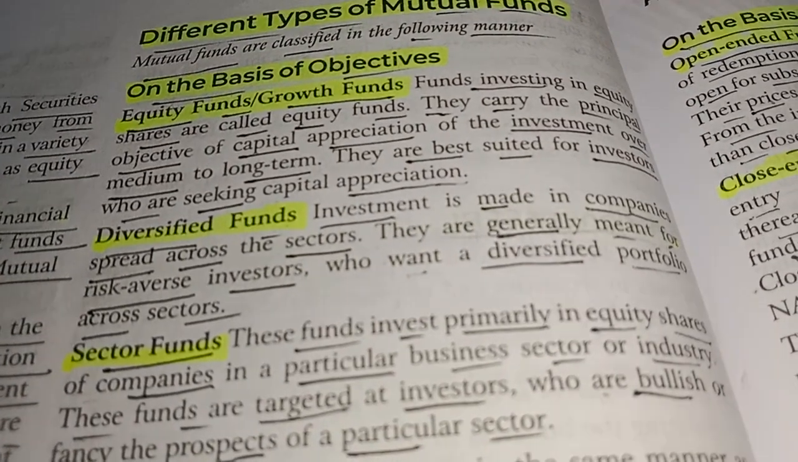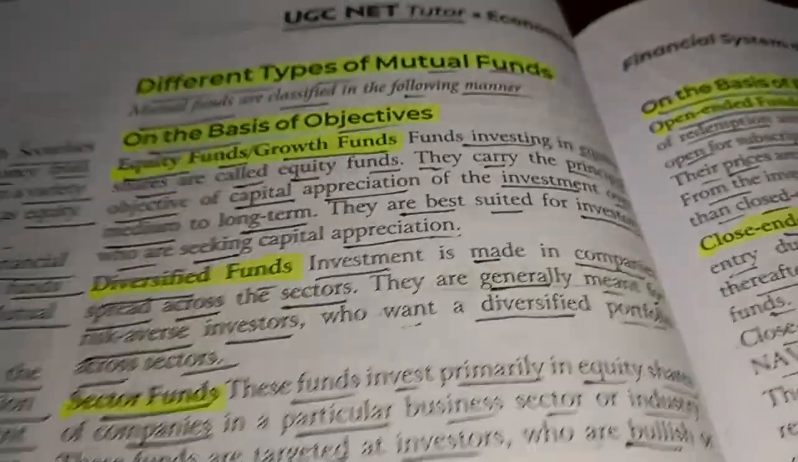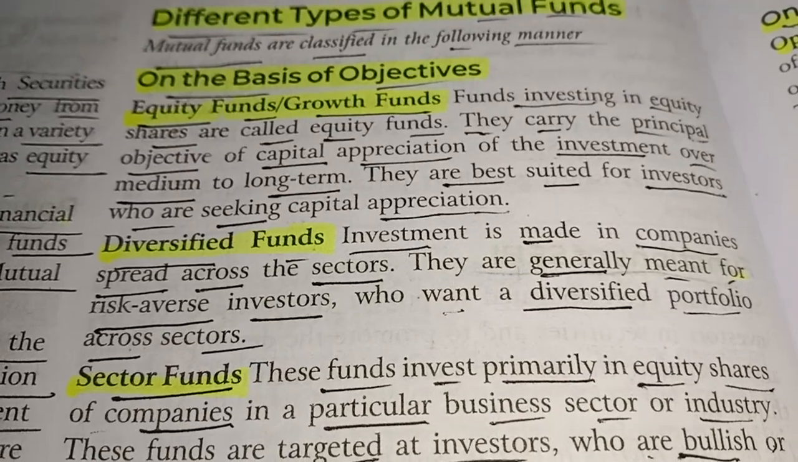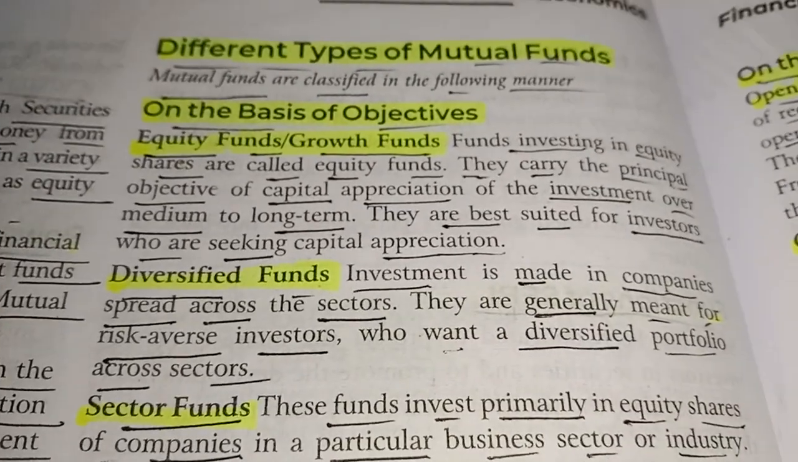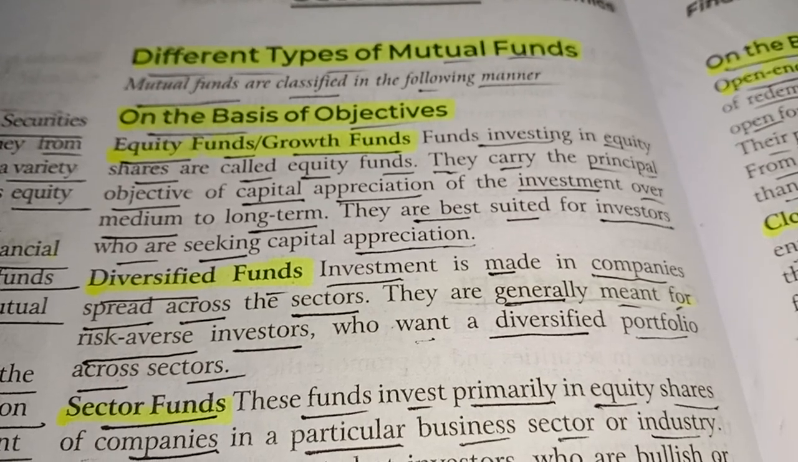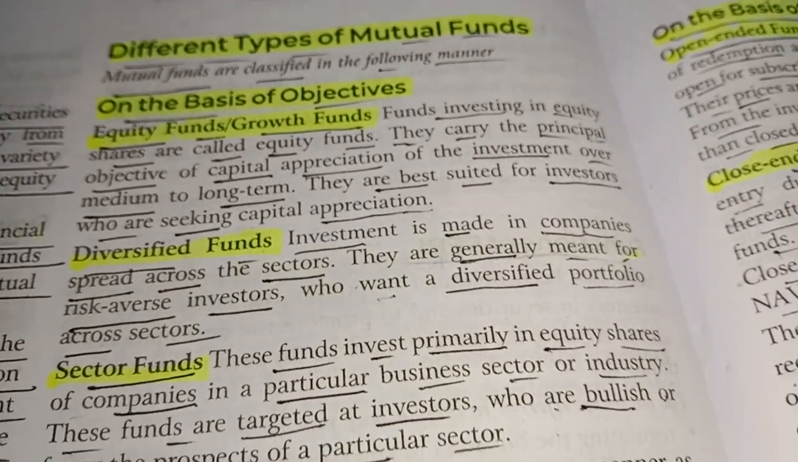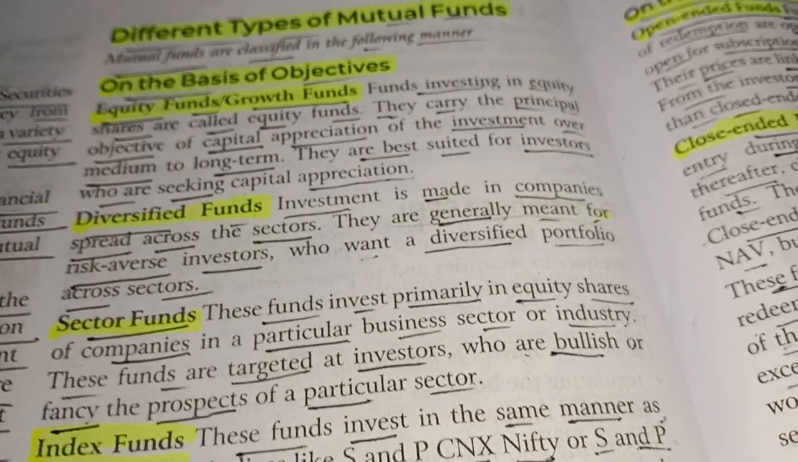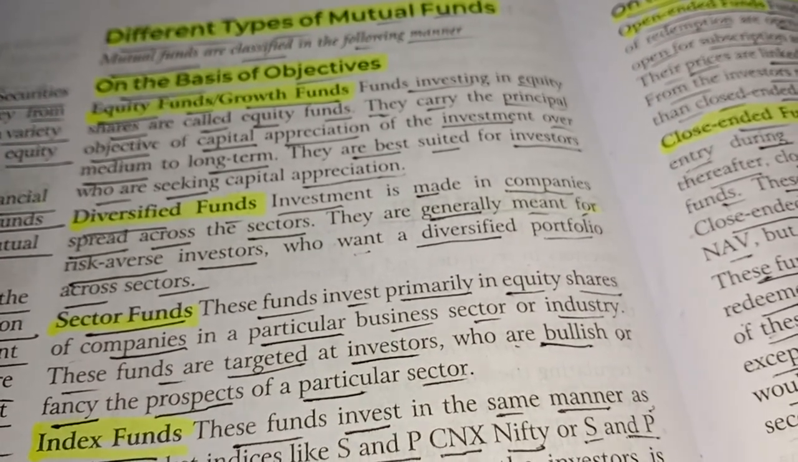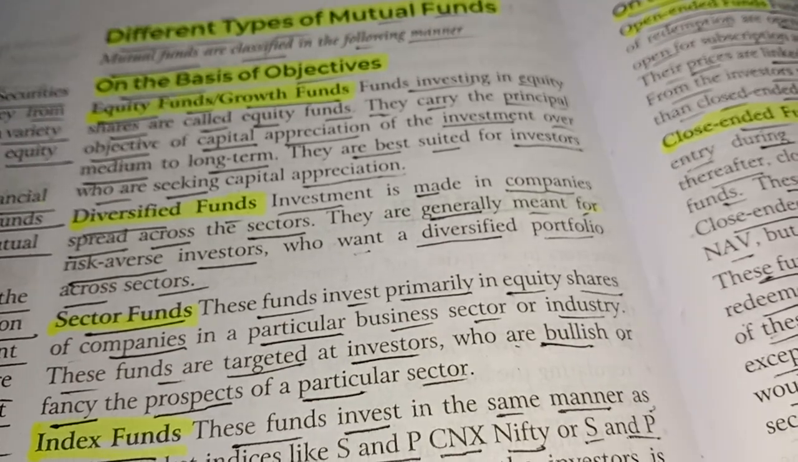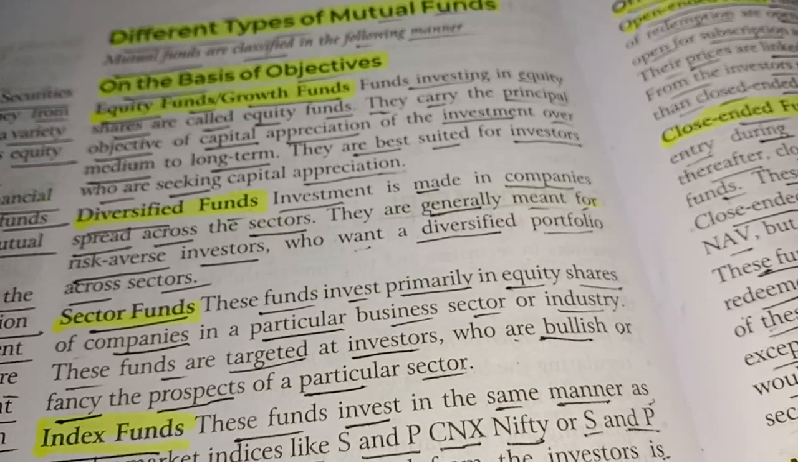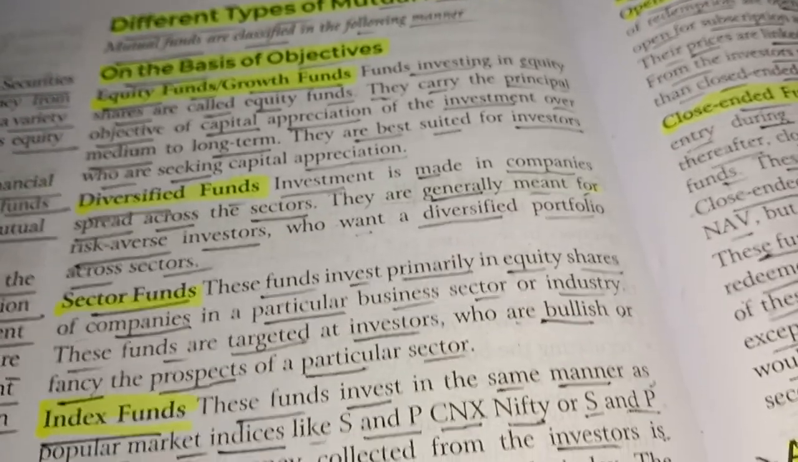Diversified funds. Investment is made in companies spread across the sectors. They are generally meant for risk averse investors who want a diversified portfolio. Sector funds. These funds invest primarily in equity shares of companies in a particular business sector or industry. These funds are targeted at investors who are bullish or fancy the prospects of a particular sector.